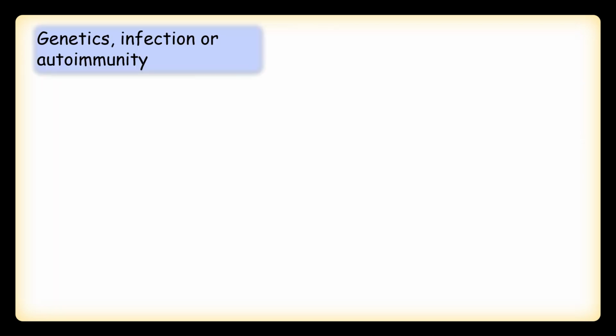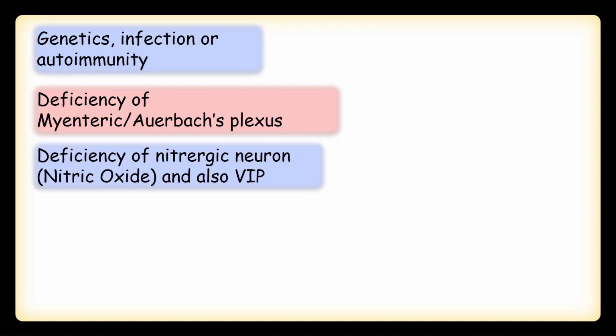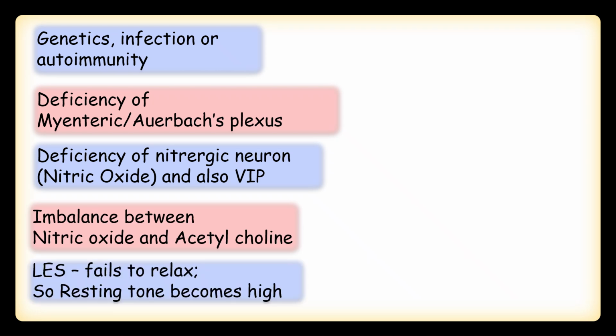Coming to the pathophysiology of achalasia cardia, whichever may be the cause, mainly genetics, infection or autoimmunity, it can lead to the deficiency of the myenteric or Auerbach's plexus. It leads to specific deficiency of nitrergic neurons, which secrete nitric oxide and also VIP. So there will be an imbalance between nitric oxide and acetylcholine. Because of this, relaxation is lost, the lower esophageal sphincter fails to relax, so the resting tone becomes high.